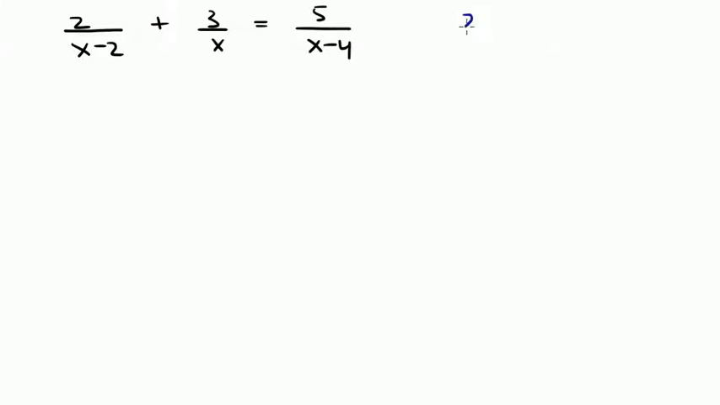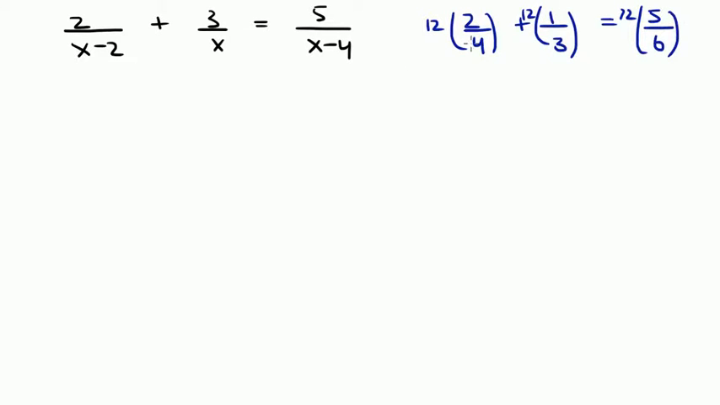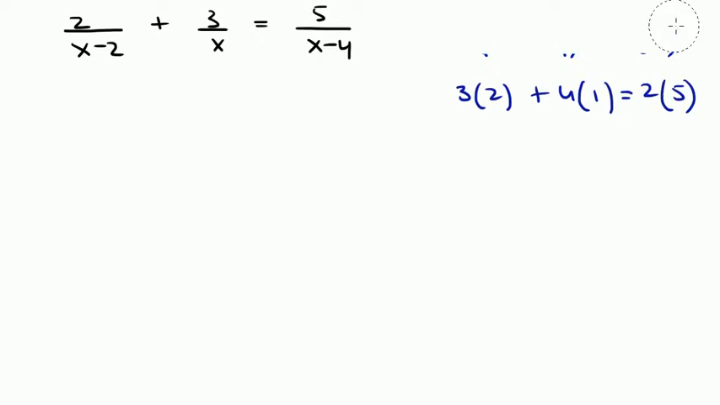And just to show how this would work in a simpler situation, if I had 2 over 4, for example, plus 1 over 3 is equal to 5 over 6. In this case, I could multiply every single term by 12, the product of the 3 denominators, and it will cancel all of my fractions. So I get 3 by 2, 4 by 1, and 2 by 5. So just to go through that first of all, so we can understand what I'm doing next.